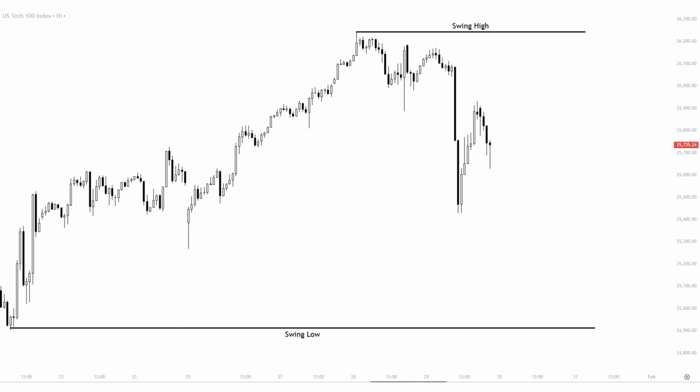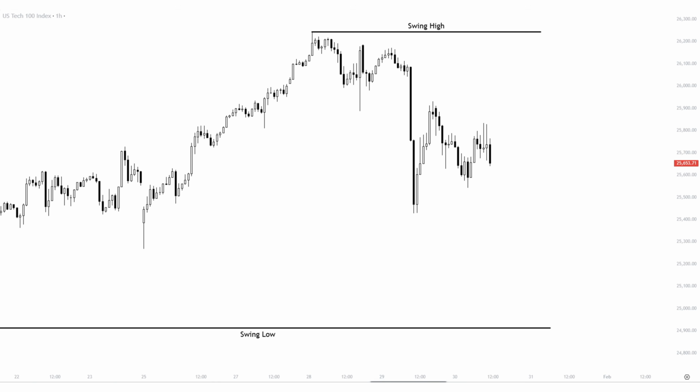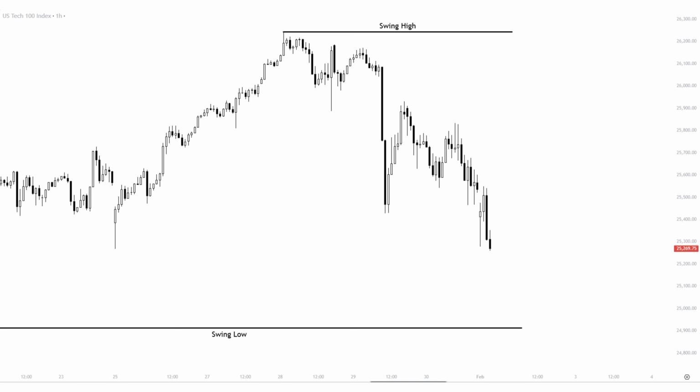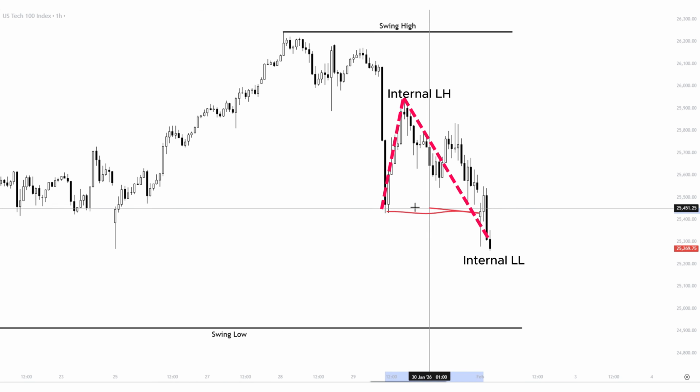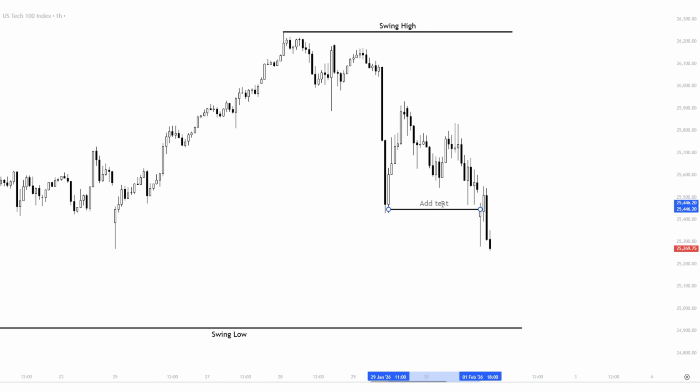Now on the last candles we're seeing a pullback to the upside. The higher probability for this pullback is to end with an internal lower high, so it can then follow the downtrend with an internal lower low, basically breaking the last low from here. And that's pretty much what happened. We got the internal bearish break.